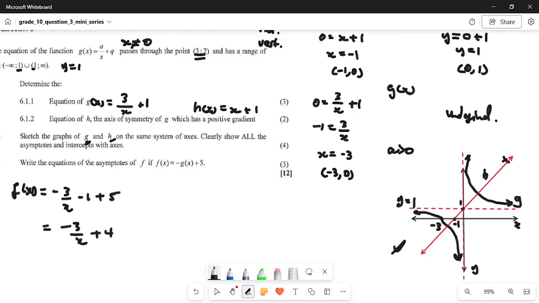And now for our equations of the asymptotes, I just look at my q value for the horizontal asymptote. So I'll have y equals +4. And for the vertical asymptote, I look at my denominator. It's just x plus 0 equals 0, so x equals 0. So these are our equations of the asymptotes: y is 4, x is equal to 0.